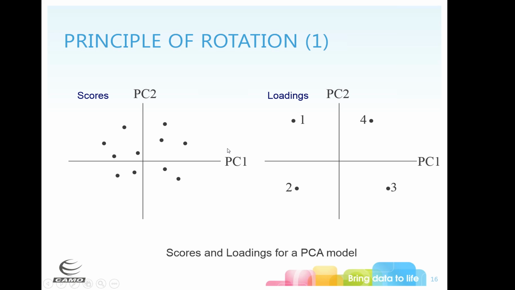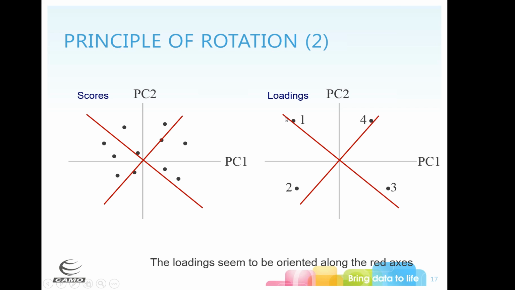If we look at our scores, they're widely dispersed across our space, and our loadings here, in this case 1, 2, 3, and 4, are in individual quadrants. Now what you can do is rotate these loadings so that the loadings line up along the PCs directly.